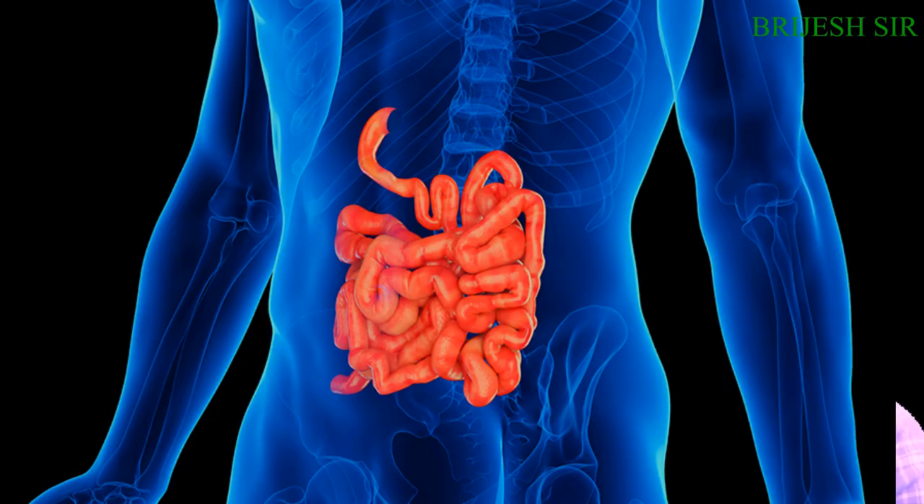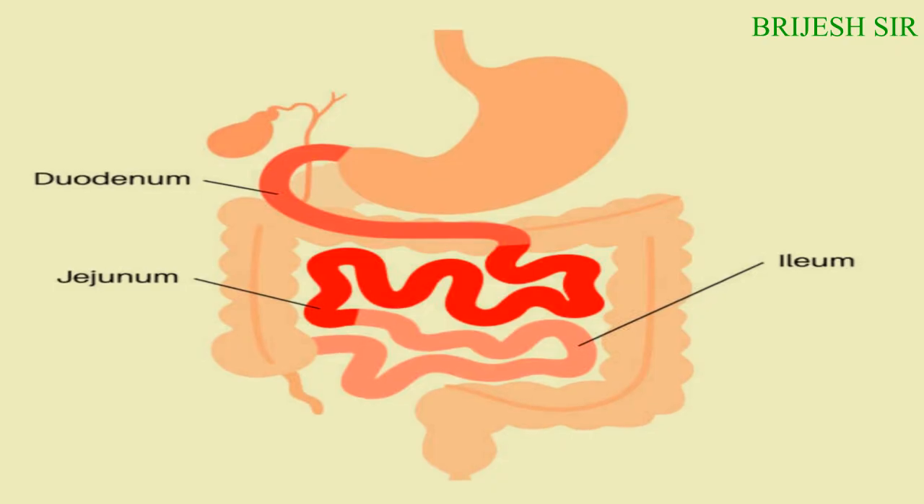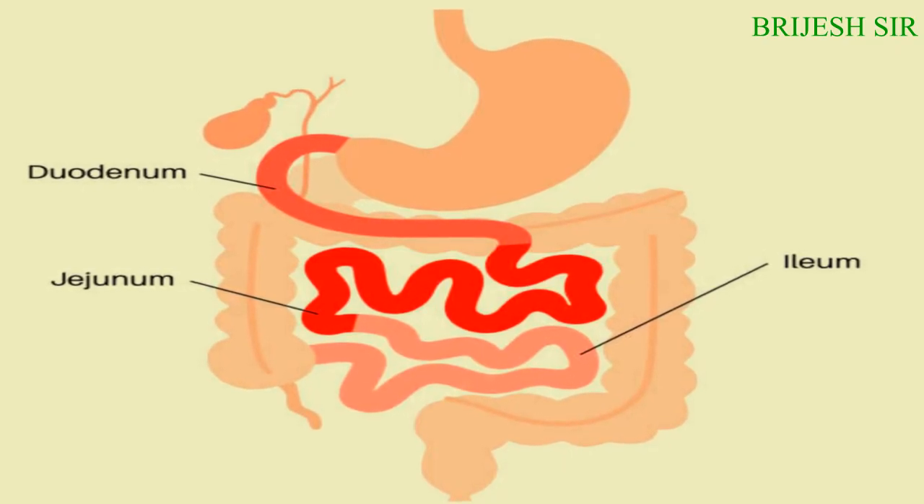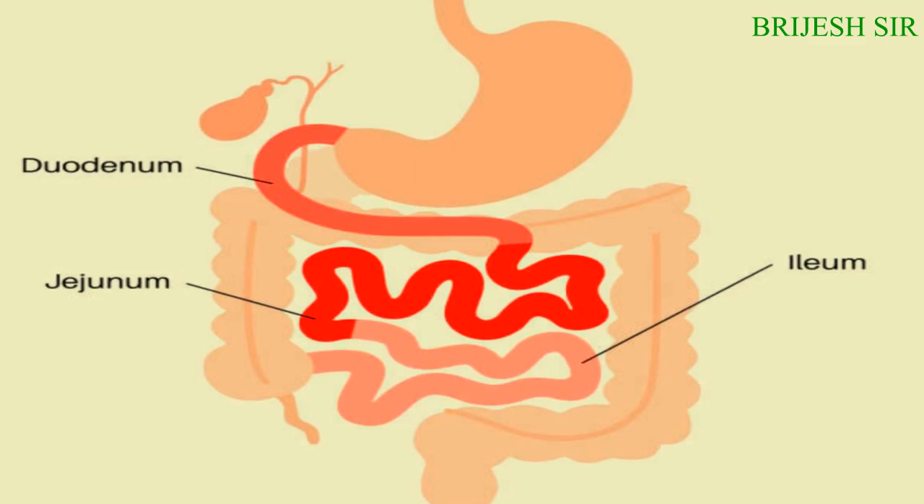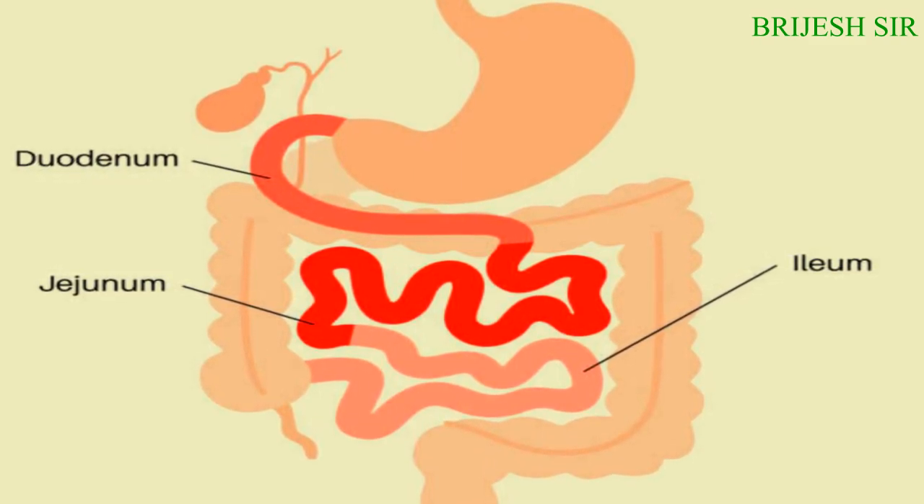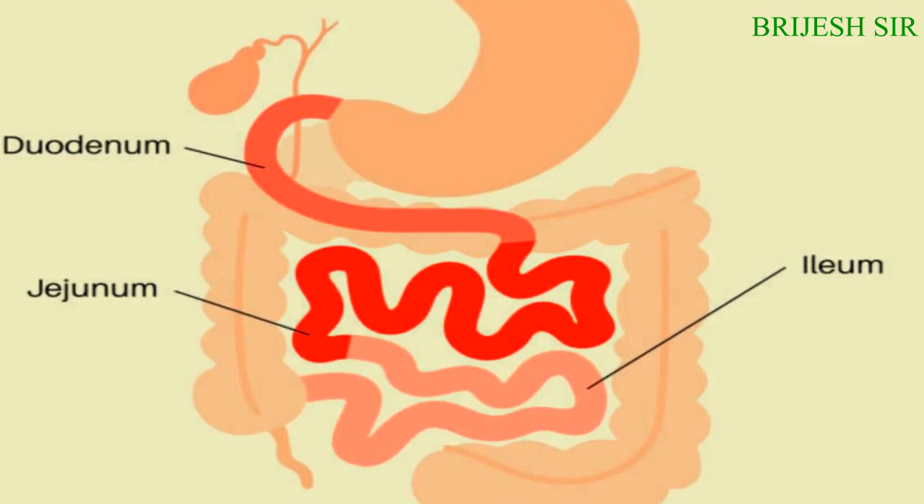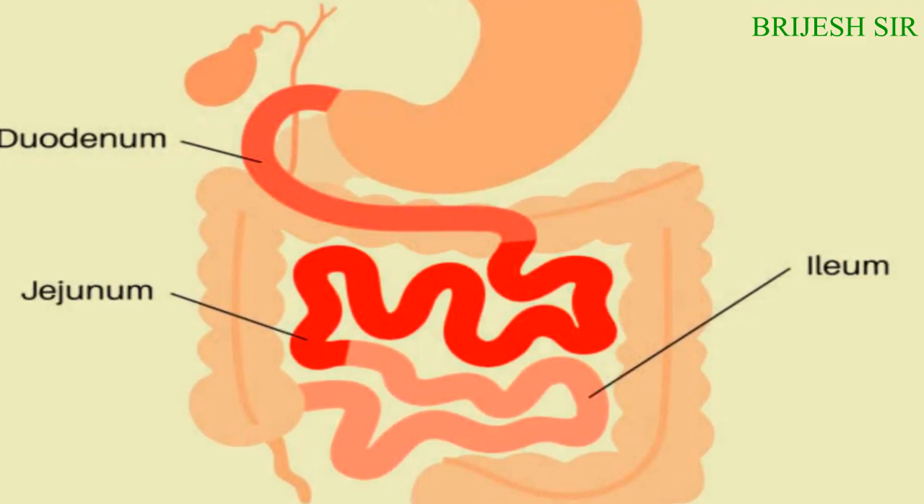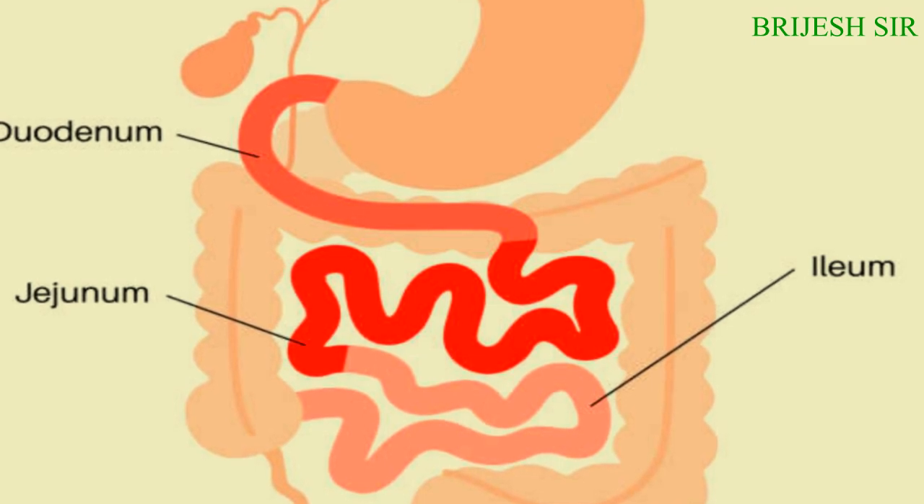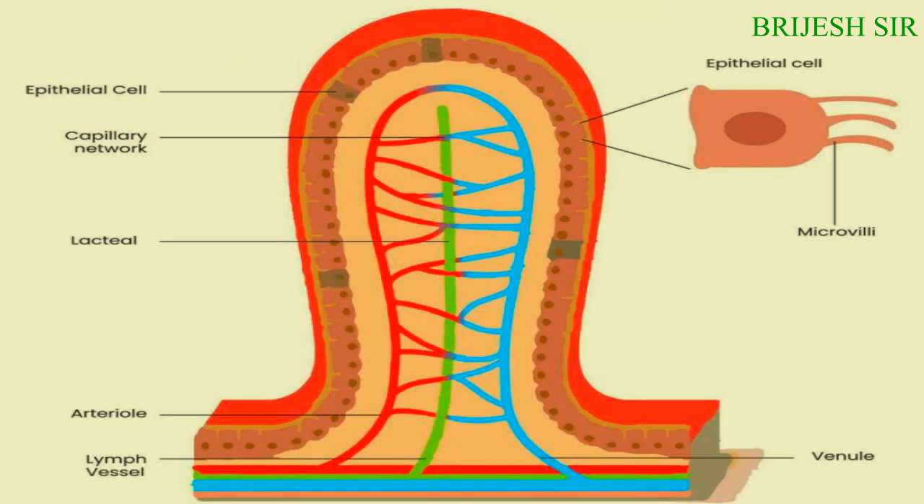Next is small intestine, a long coiled tube divided into 3 parts. Duodenum, the first part, C-shaped, receives digestive juice from the pancreas and liver. Second part, jejunum, longer and more coiled part. Third part, ileum, the last part with folds called villi, which absorb nutrients from digested food.